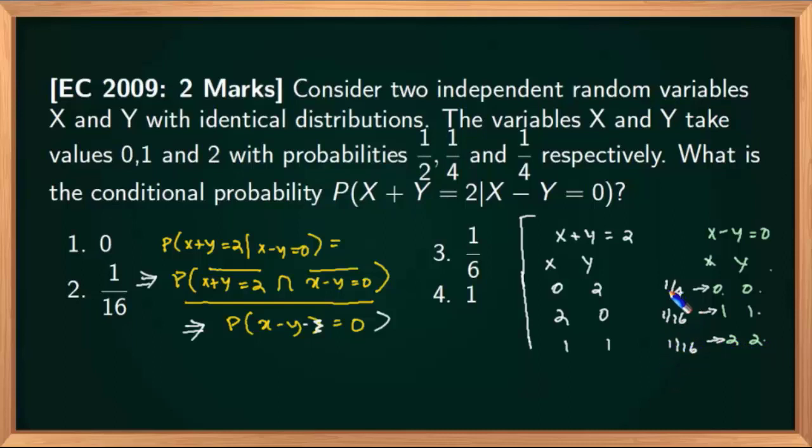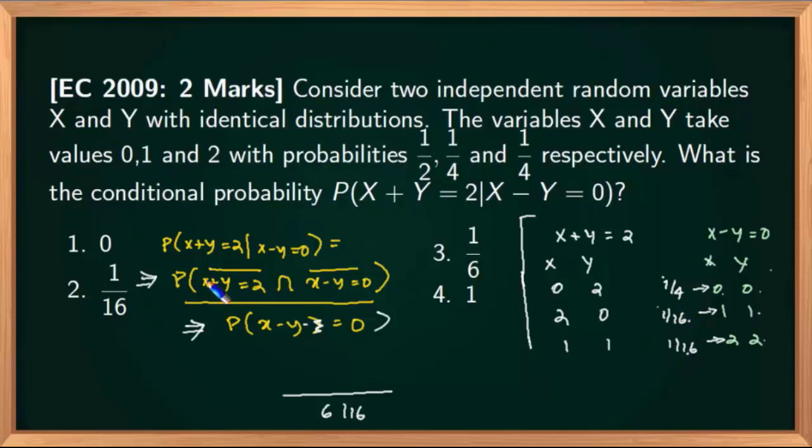So this 1 by 4 can also be perceived as 4 by 16. I have to add these three things. Either it can be 0, 0, or it can be 1, 1, or it can be 2, 2, which means my probability will be 4 by 16 plus 1 by 16 plus 1 by 16. I add these three things, that's all. 4 by 16 plus 1 by 16 plus 1 by 16 is 6 by 16. So my denominator will be 6 by 16.